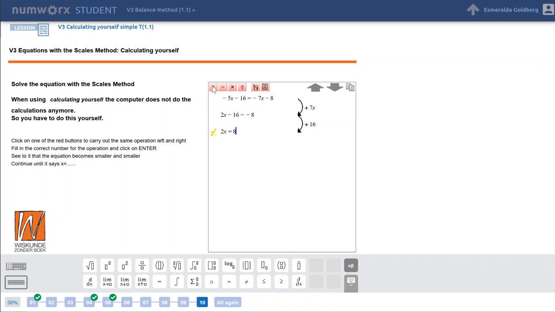So 2x is 8. Now the last step, always divide by whatever is in front of x. So divide by 2. Which gives the solution x equals 4.